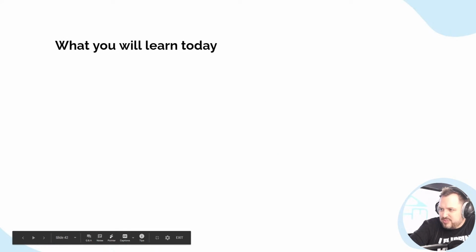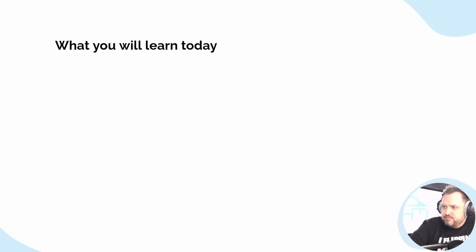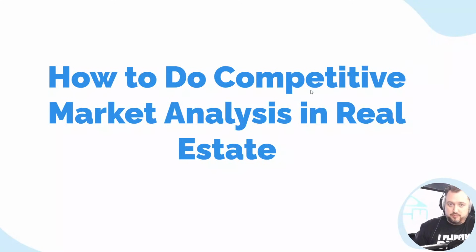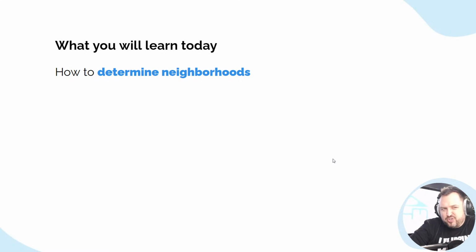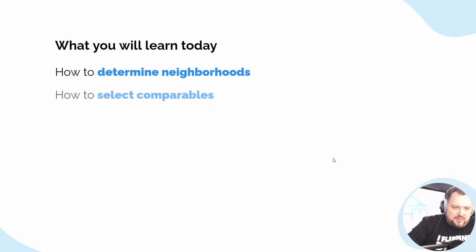And who is it that was going to do their trial? We'll come back to you, but we're going to talk about some trial for doing competitive market analysis. Okay, how to do competitive market analysis in real estate. What you are going to learn today is how to determine the neighborhood. There's so much you can know about the neighborhood. We're going to get into details on this. How to select comparables, what makes a good comp and what is not a good comp. We're going to talk about risk factors.